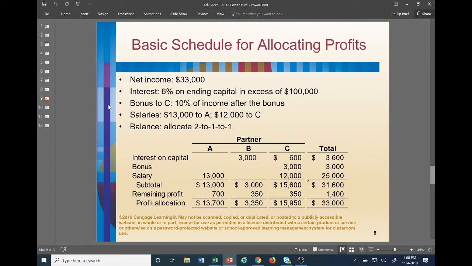So once again, we have partners A, B, and C, and then the total amount. So the first thing is the interest on capital. We know interest of 6% on ending capital in excess of $100,000.